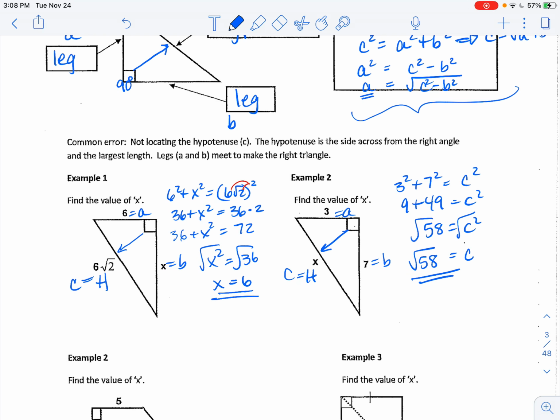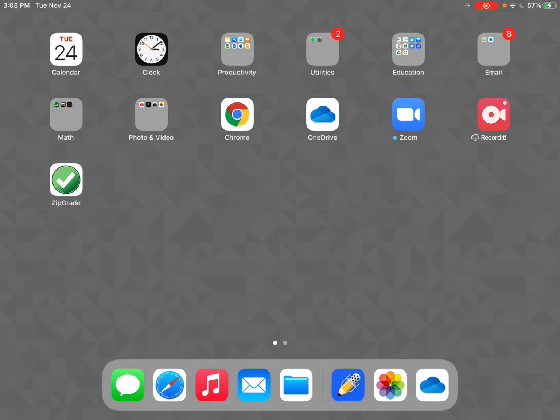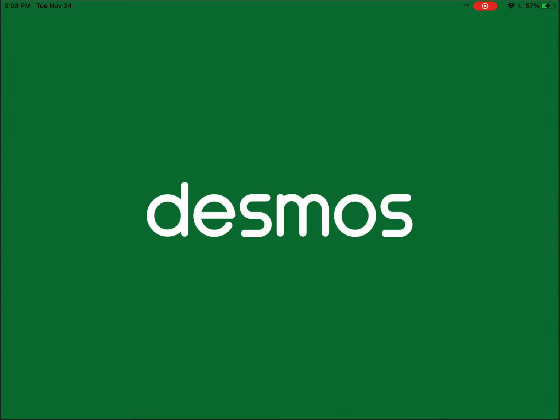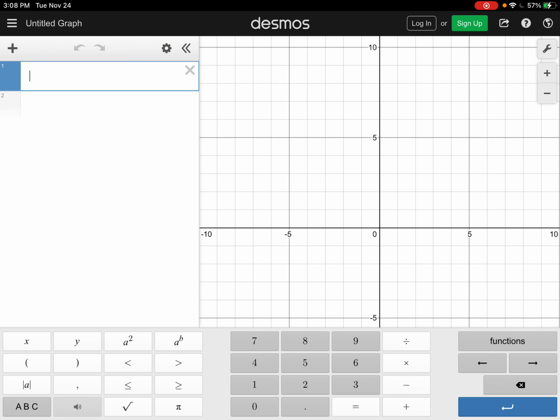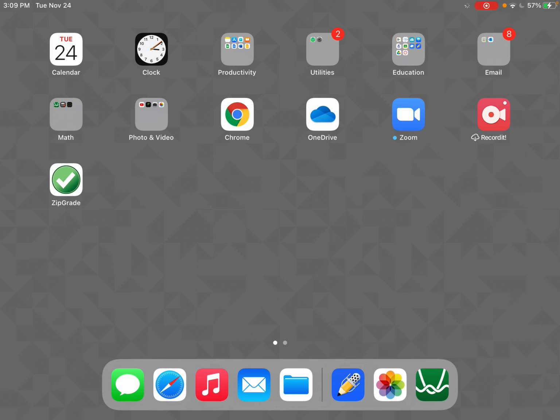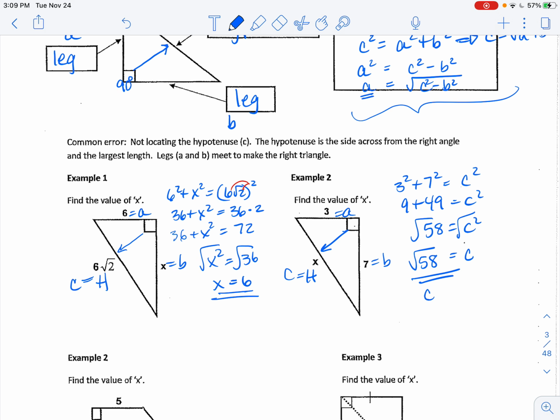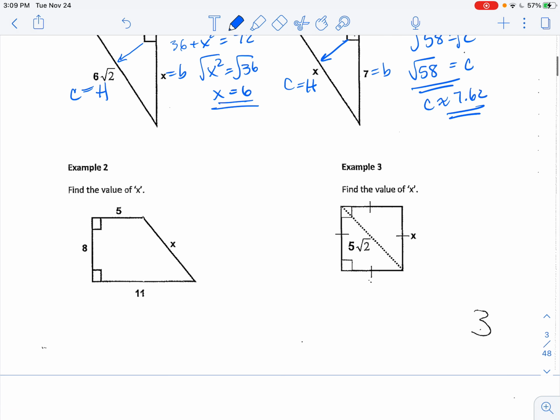Let's look at Desmos and see what the decimal approximation would be. So I'm looking for the square root of 58. I'm going to pull up my Desmos app, and this is a free app. You can also go online and do that. So I do square root of 58, and that gives me about 7.62 if I round to 2 decimal places. So C is approximately 7.62.